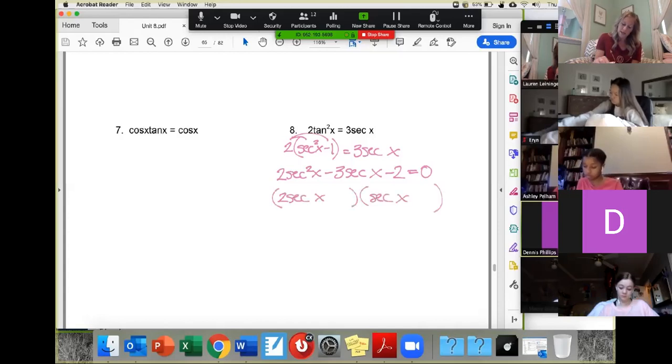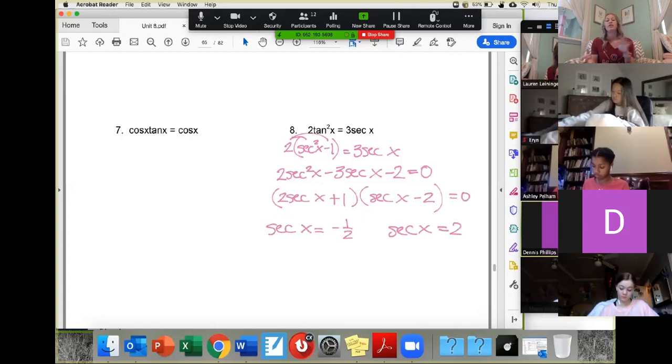And then the -2, I would have to put the -2 here because it can't go in the first one because of the greatest common factor. And then +1, check. -4 plus 1 adds up to that -3. And then set your factors equal to 0. So I get secant is equal to -1/2, or secant is equal to 2.